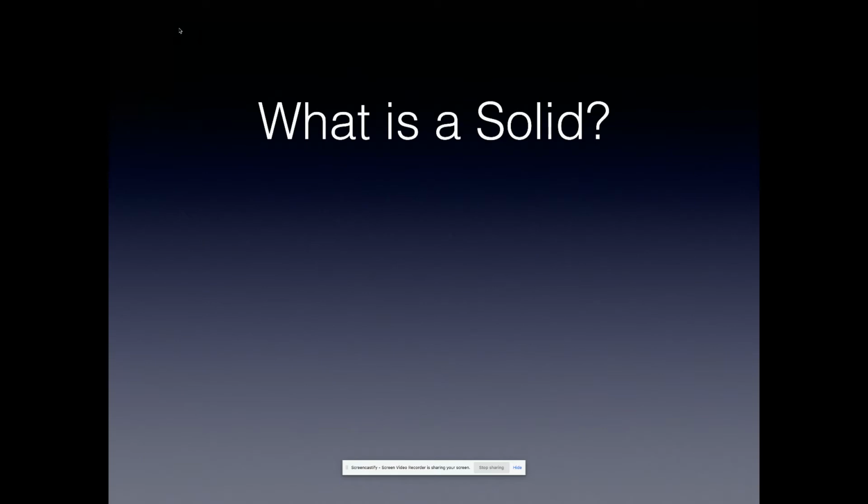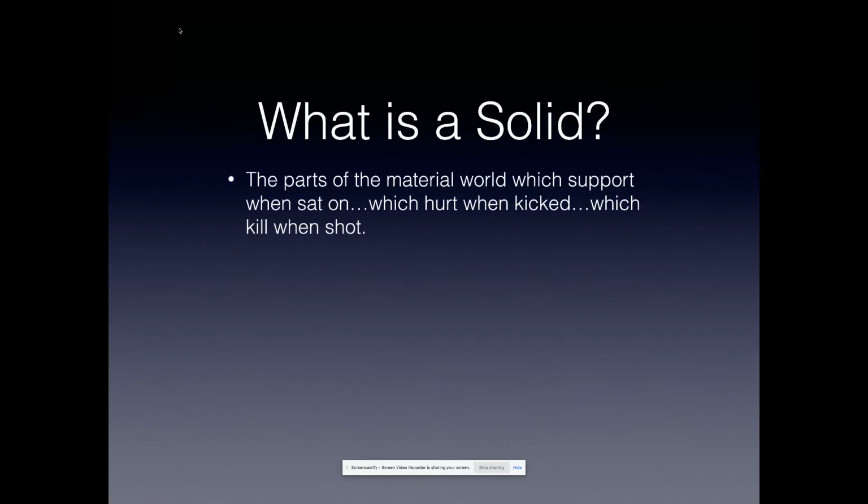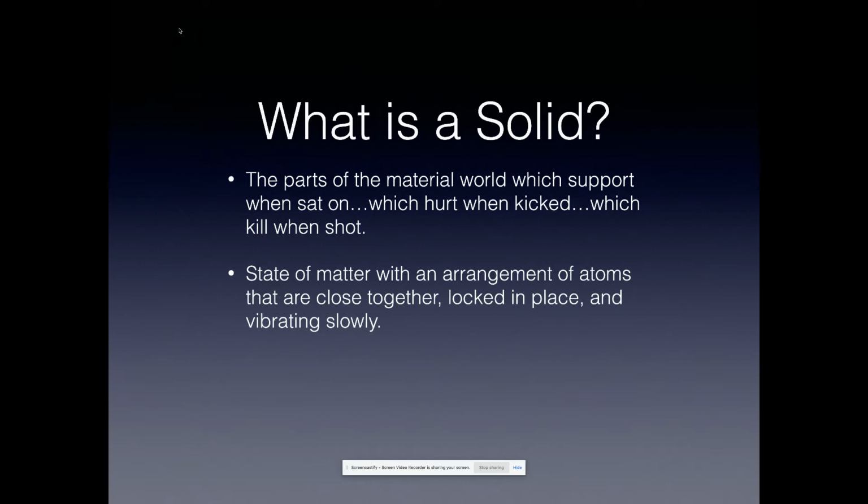Okay, now we're going to move on into looking into what a solid is. Now, this kind of silly definition was in the freshman chemistry textbook that I learned out of. It's humorous, it's descriptive, but it isn't actually a definition. The state of matter with an arrangement of atoms that are close together, locked in place, and vibrating slowly. I think that's a good definition. And we need to know that solids are going to be characterized by a definite shape and a definite volume. Those are two really important points.